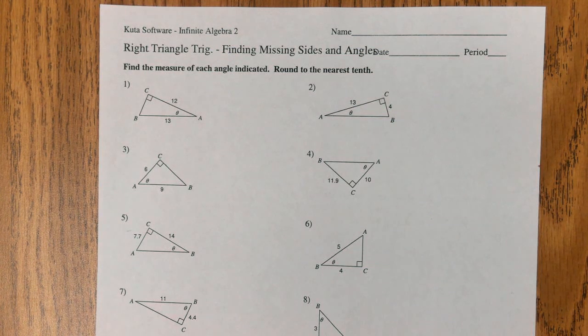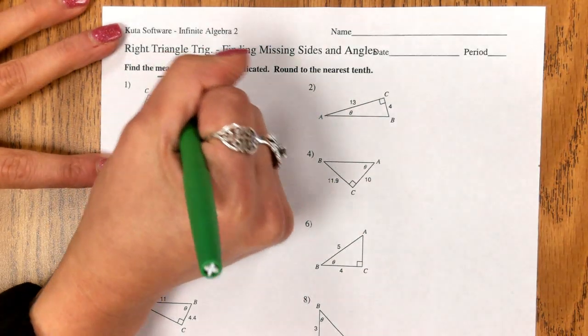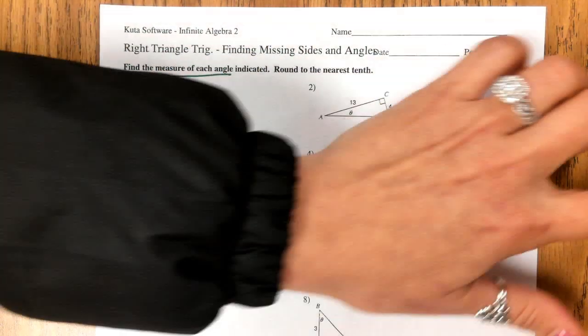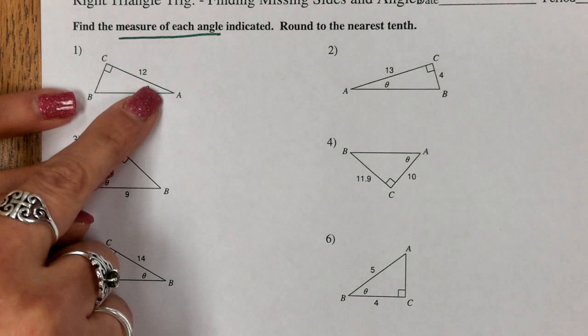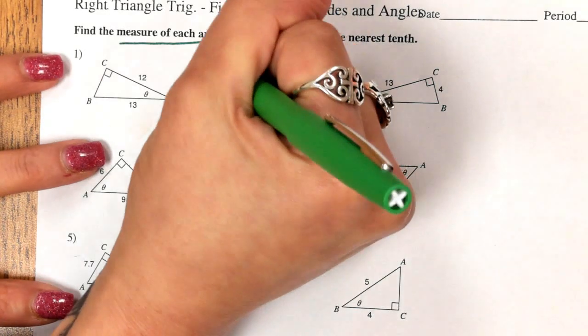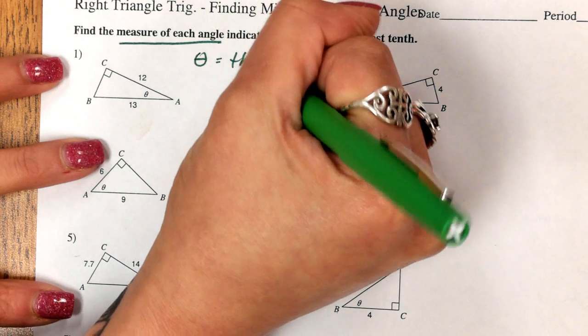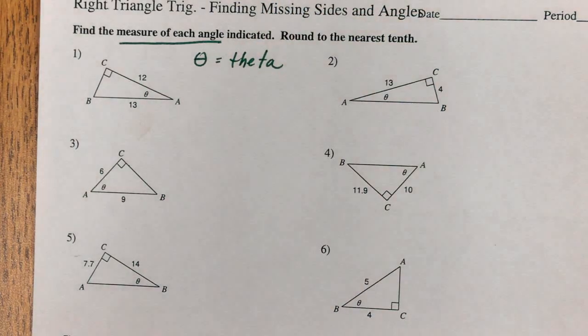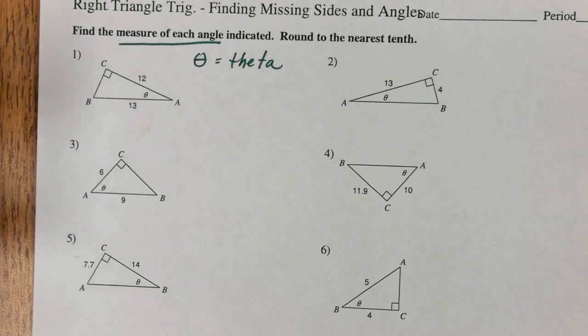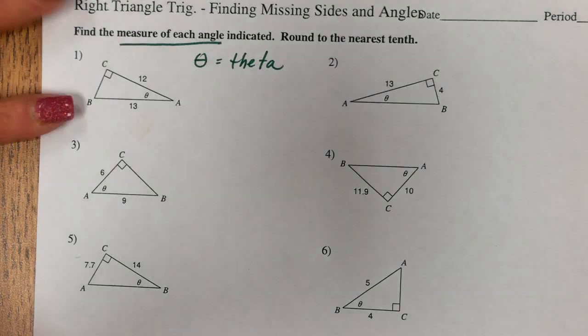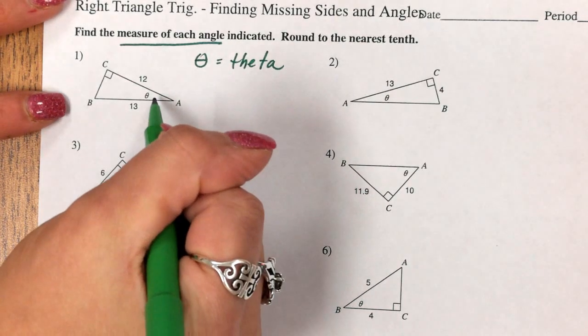Okay, real quick, let's do this. When it's asking us to find the measure of an angle, notice on here we see this little weird symbol right here. This is called theta. All that means is a missing angle. Instead of putting x or y or z, they're using the theta symbol. So when I see that, that's what I'm trying to figure out. Basically, I'm trying to figure out the measurement of angle A right now.